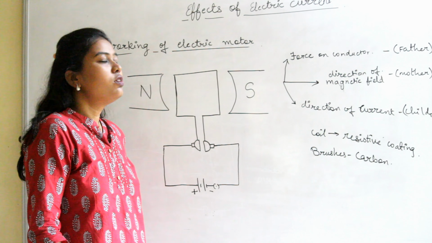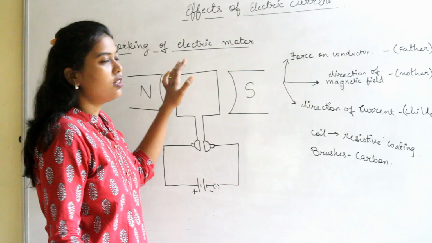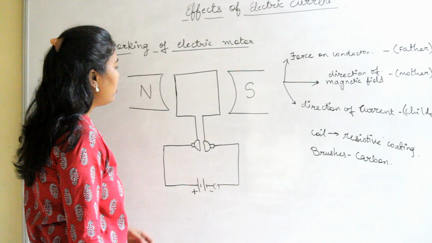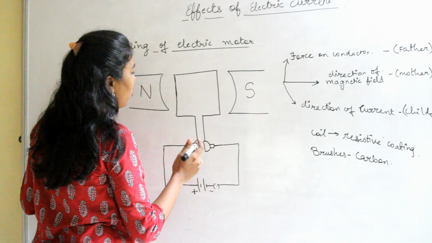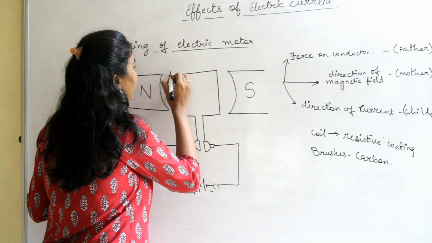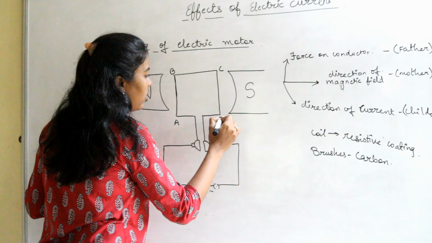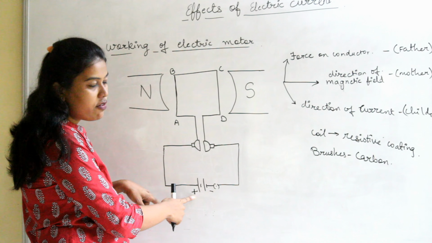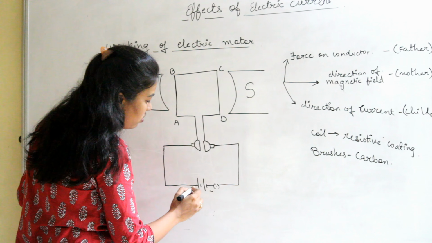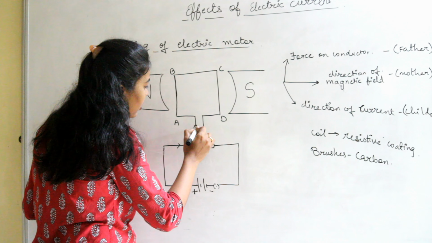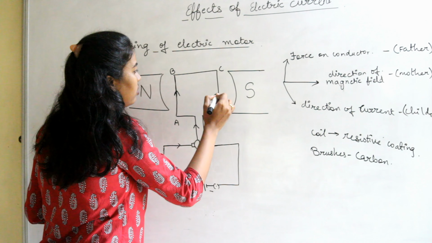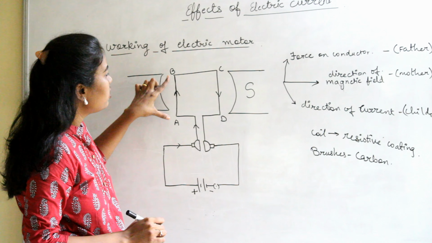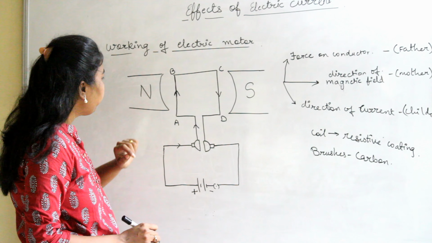So now let us move towards the next part, that is the working of electric motor. For this, we will name the coil as A, B, C and D. How will the current flow? The current will always flow from the positive terminal towards the negative terminal. So the current will be flowing like this in the coil, and here it will be flowing. So the current in CD is in the opposite direction to the current in AB, right?